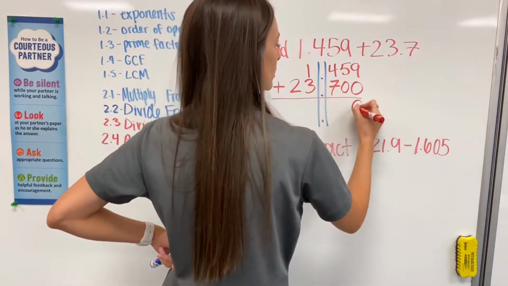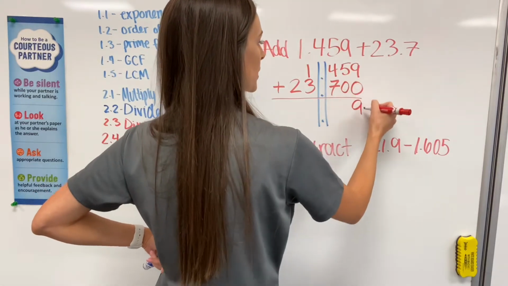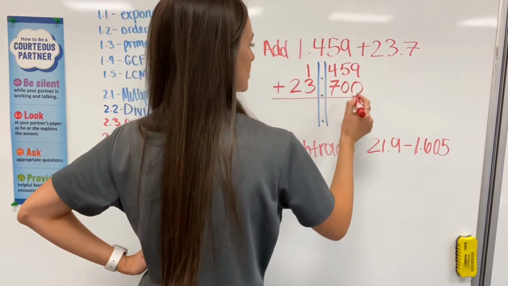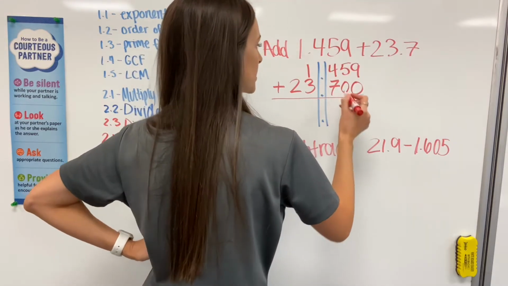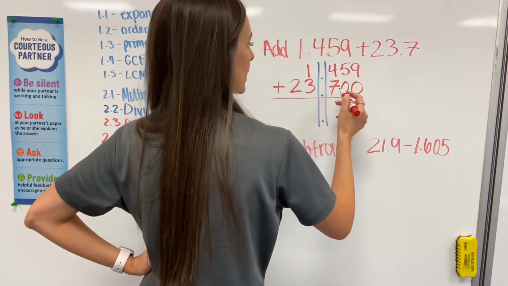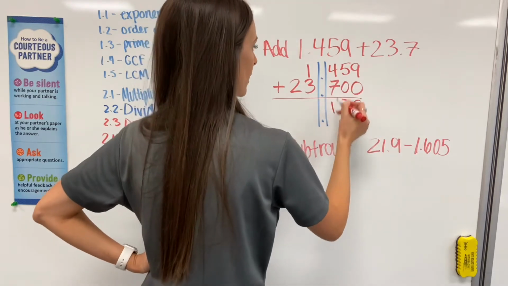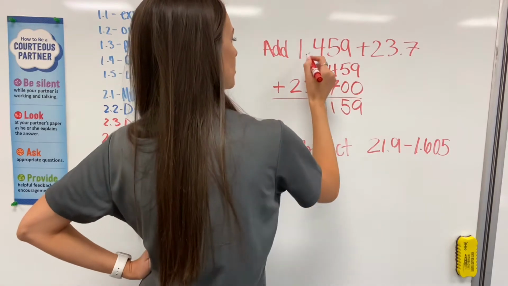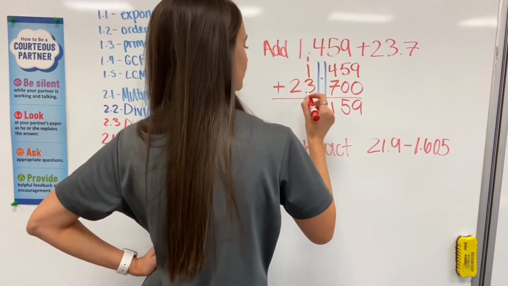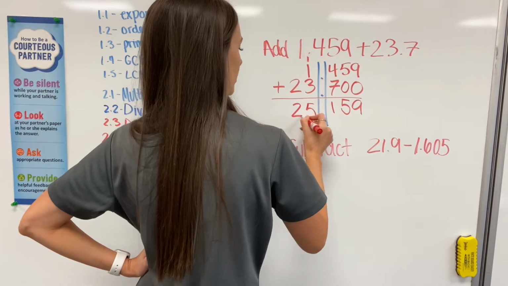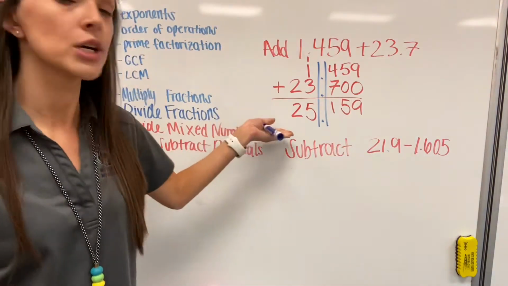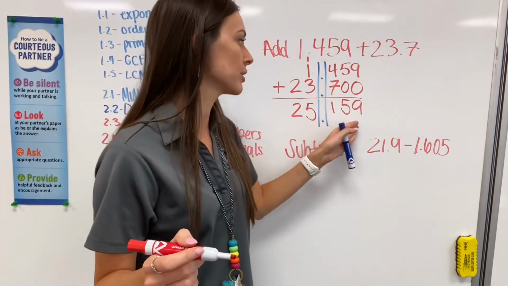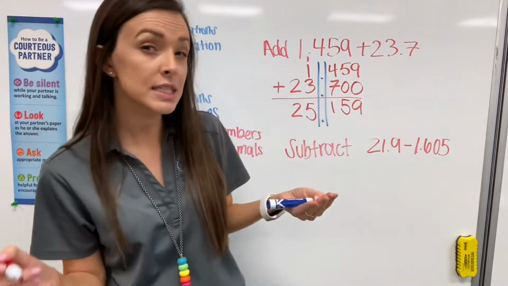So 9 thousandths plus 0 thousandths equals 9 thousandths. 5 hundredths plus 0 hundredths equals 5 hundredths. 4 tenths plus 7 tenths gives me 11 tenths. So I'm going to have a whole to carry over to the next place. 3 plus 1 gives me 5. And 20 plus 0 is 20. So my solution would be 25.159, or 25 and 159 thousandths.